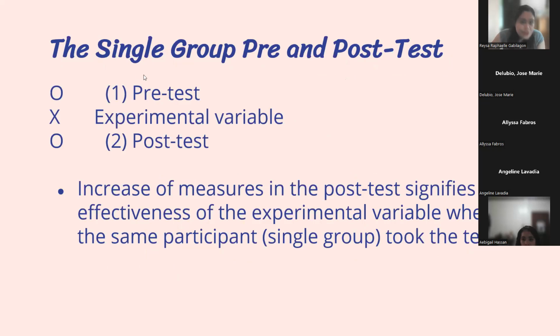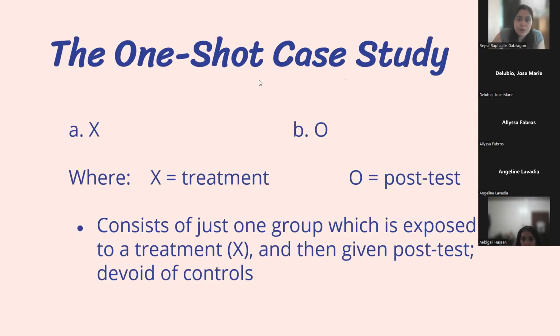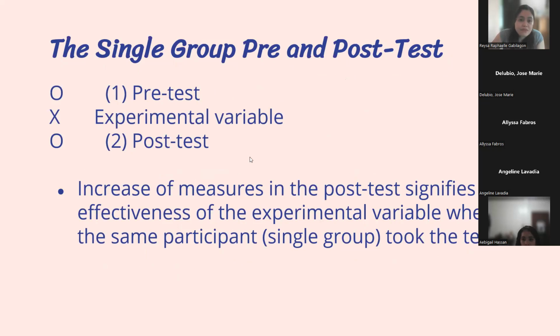Okay? So another one, under the pre-experimental research design is the single group pre and post-test. So just like the one-shot case study, you also have one group of participants here that will receive the experimental variable or the treatment. X here is the treatment. Their difference is there is a pre-test. So magpe-pre-test ka muna before ka magbigay ng drug tapos or ng agent tapos magpo-post-test ka.